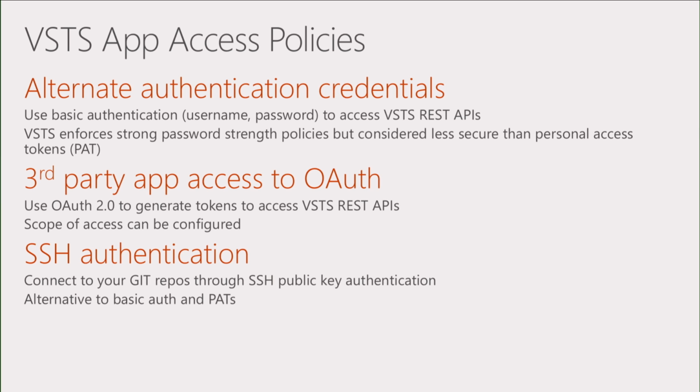The third one is SSH authentication. If you don't want to use basic authentication or personal access tokens, you can go create a public-private key. You can keep the private key with you. You can upload the public key in your VSTS, and you can use that as an alternative to basic auth and personal access tokens. You do need to have a separate URL. You could go get that in VSTS if you're using SSH as your authentication method.